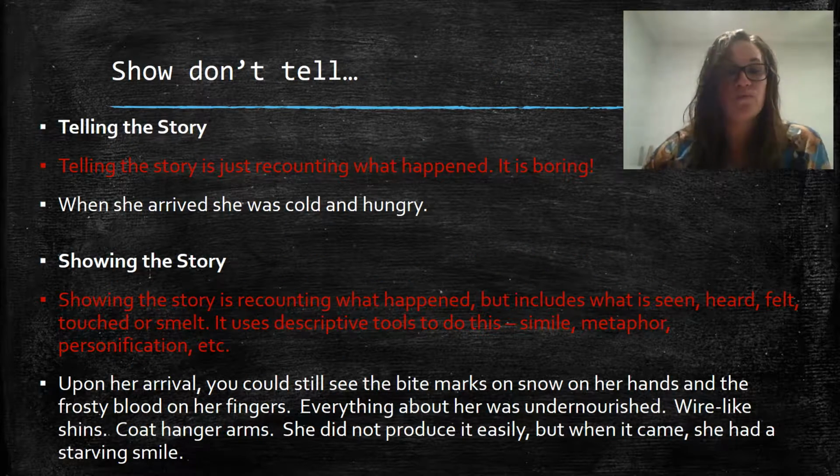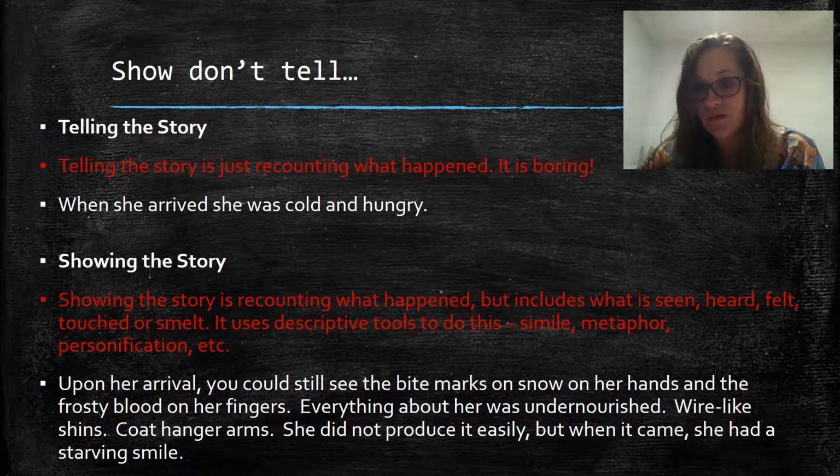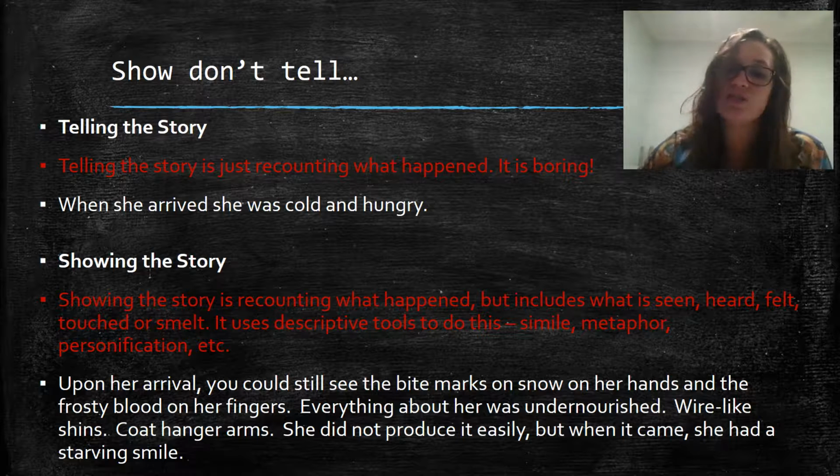In terms of showing and not telling, that'll be said to you a lot for this. Telling the story is just recounting what happened, and you can do that with a lot of descriptive language, but often it's still just retelling. So saying something like, when she arrived, she was cold and hungry, that's just telling what happened. Or, I walked and did this, and then I saw this, and then I did that. I walked over here. That's just telling, it's not actually showing.